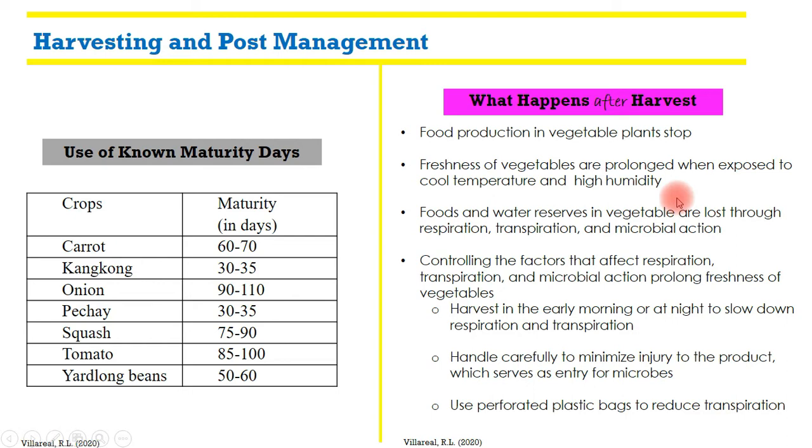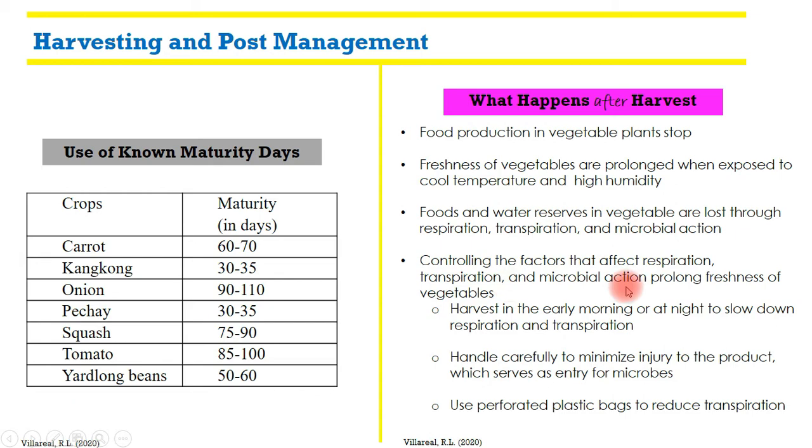Food production and vegetable plant stocks. The freshness of vegetables is prolonged when exposed to cold temperature and high humidity. Food and water reserves in vegetables are lost through respiration, transpiration, and microbial action. In addition, controlling the factors that affect respiration, transpiration, and microbial action prolongs the freshness of vegetables.